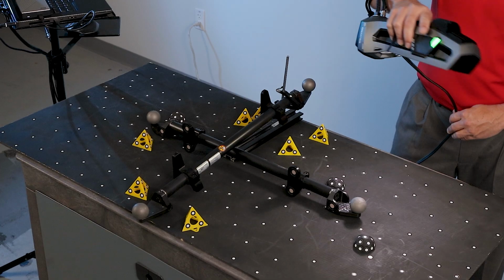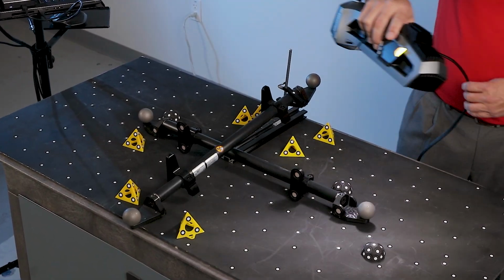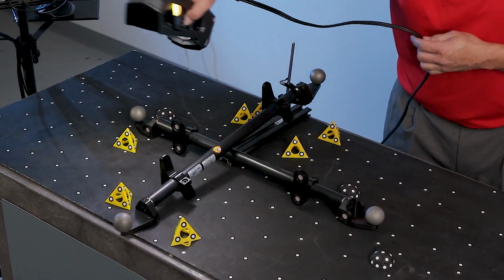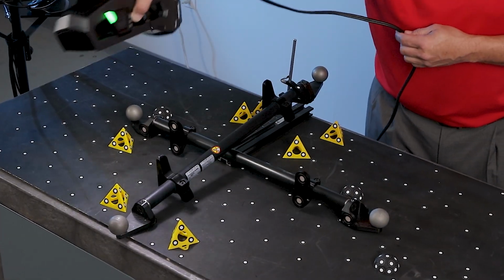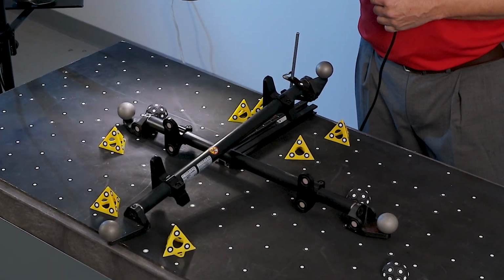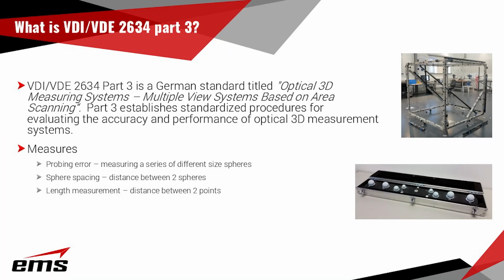Okay. So it measures things like probing error. That's measuring a series of different size spheres. It measures the spacing between the spheres. And then it measures length, basically, any 2 given points. So as of today, this is the best standard and probably the most referred to in the world of portable metrology, portable 3D scanners, structured light, or laser-based scanners. You'll see most of the high-end manufacturers are going to reference this standard. We'll get more into what those results look like, but this is the most common you're going to see out there.